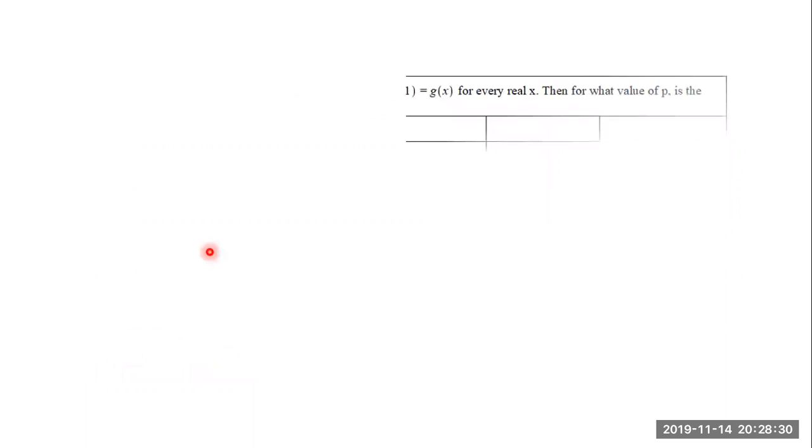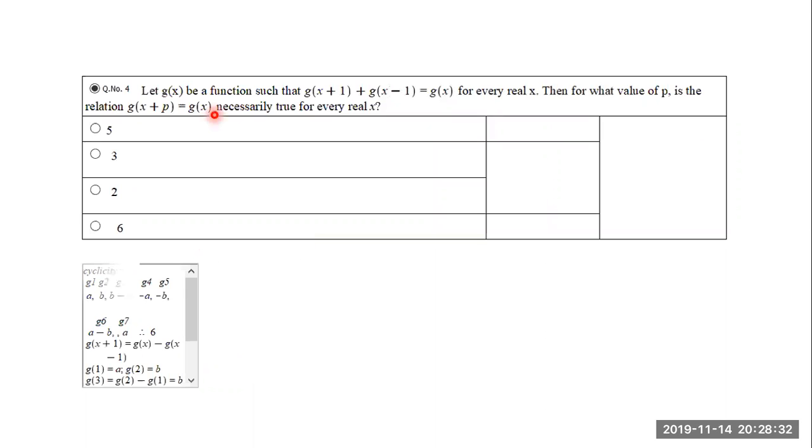Now, next problem. g(x) is a function such that g(x+1) plus g(x-1) is equal to g(x) for every real value of x. Then for what value of p is the relation g(x+p) equal to g(x)? This is called cyclicity. This is called a periodic function. So we have to find out the p, after what p the value becomes repeating.